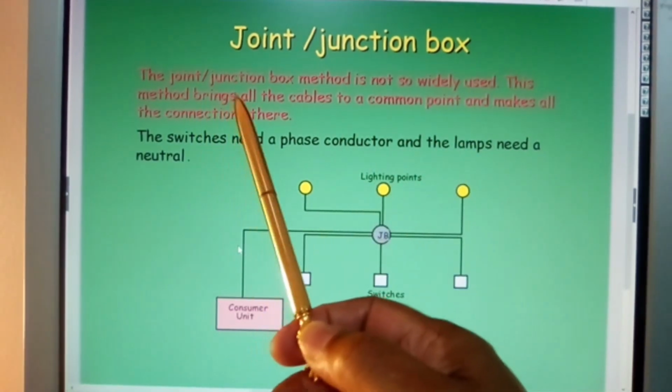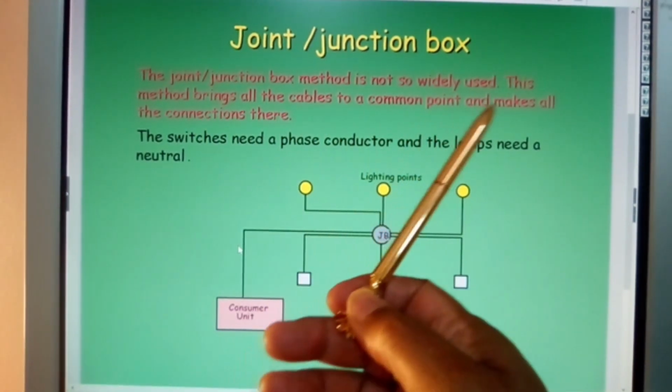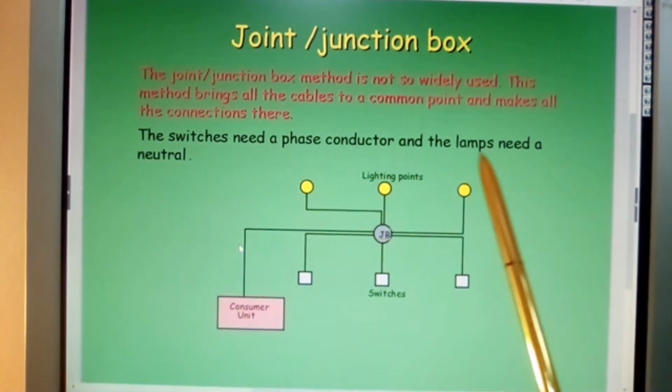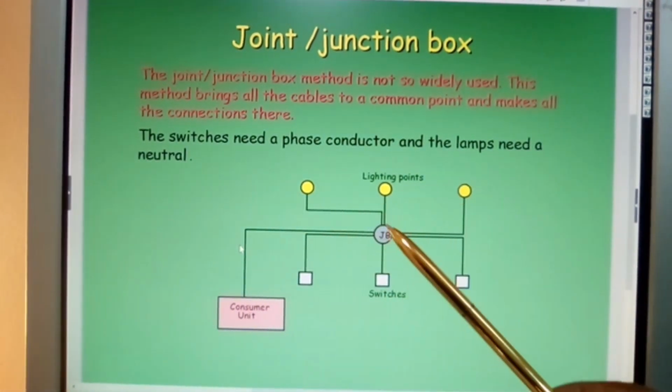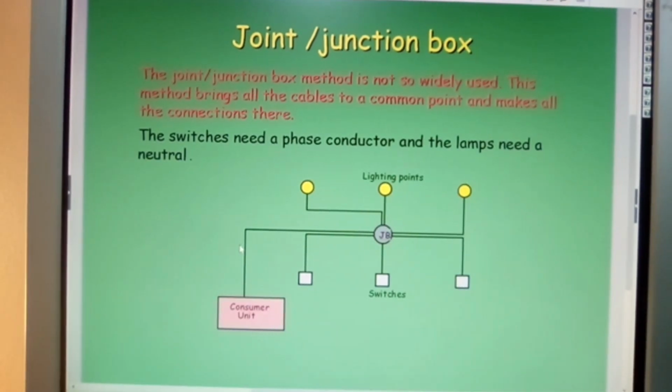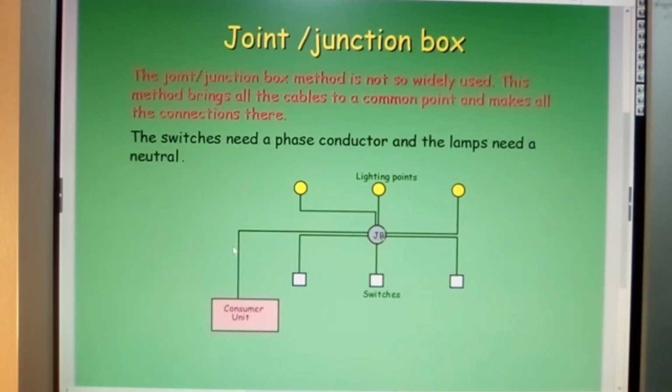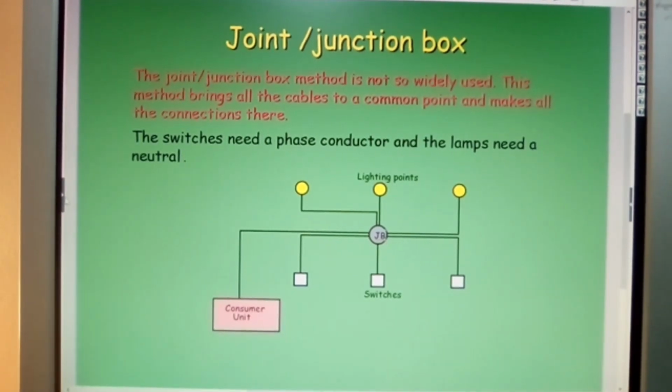This method brings all the cables to a common point and makes all connections there. The switches need a phase conductor and the lamps need a neutral. So that would be your junction box. But it's not a system which is normally used very frequently these days, only in very rare circumstances.